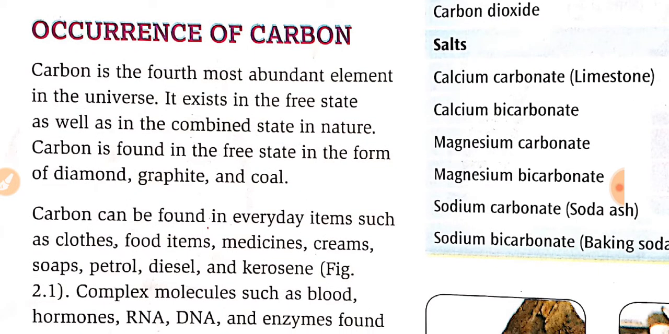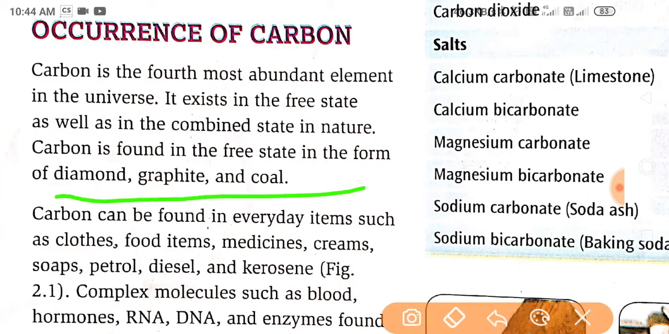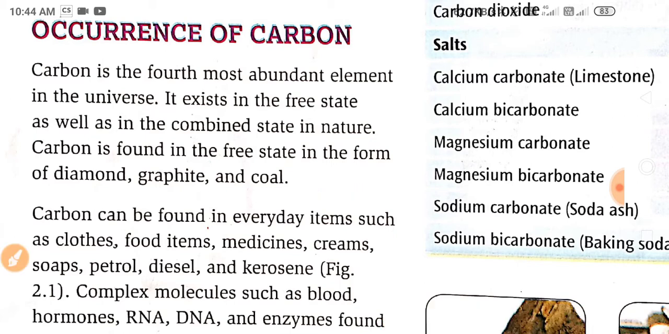Carbon is the fourth most abundant element in the universe. It exists in the free state as well as in the combined state in nature. Carbon is found in the free state in the form of diamond, graphite and coal. Okay, three forms of carbon are found in its free state.